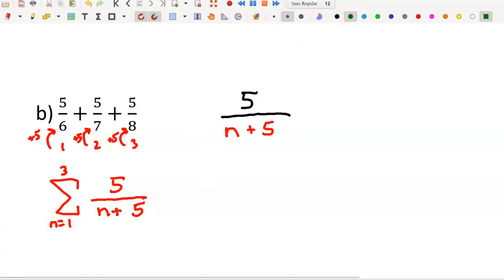Question? Yep? Would it be wrong if you did 5 over n plus 1, and then you start with the top number, you put 8, and the bottom number, you put n equals 6? Say that again? So for the bottom number, do n equals 6, and then for the top one, you're going to do 8, and then for that, it'd just be 5 over n plus 1.